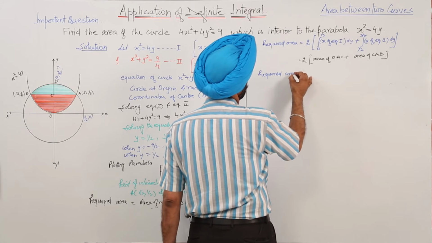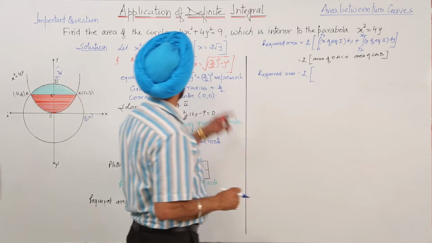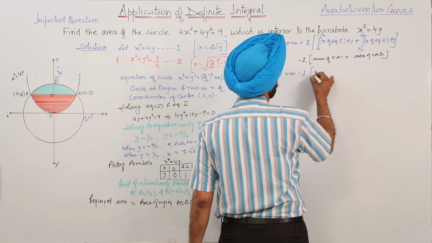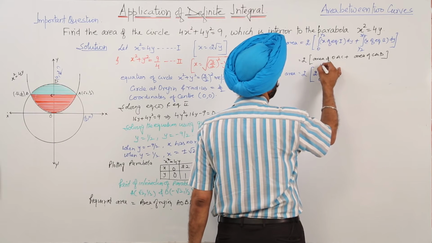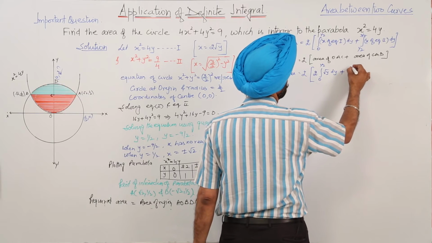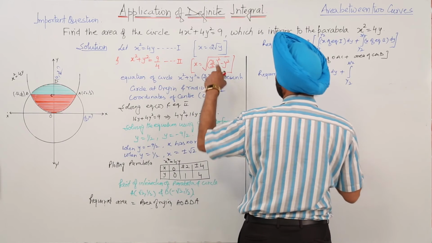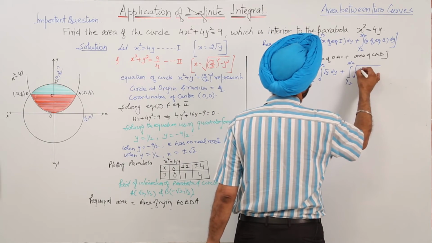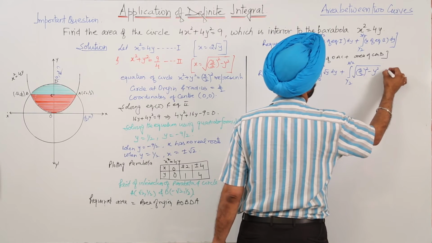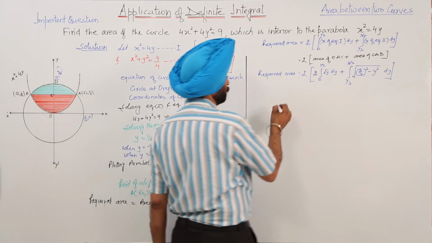So now what we are having? Required area is equal to twice of, now x of equation 1. Equation 1 is x is equal to 2 root y. So we are having 2 integral 0 to 1 by 2 root y dy plus 1 by 2 to 3 by 2 x of equation 2, square root of 3 by 2 whole square minus y square dy. Is it clear? Now let us solve it.